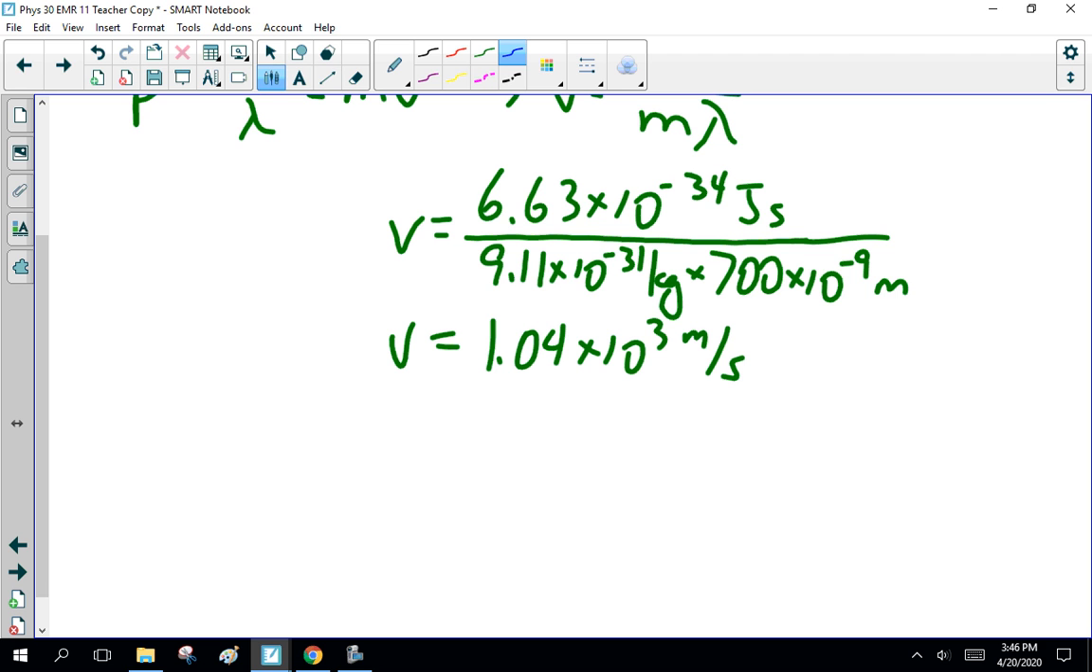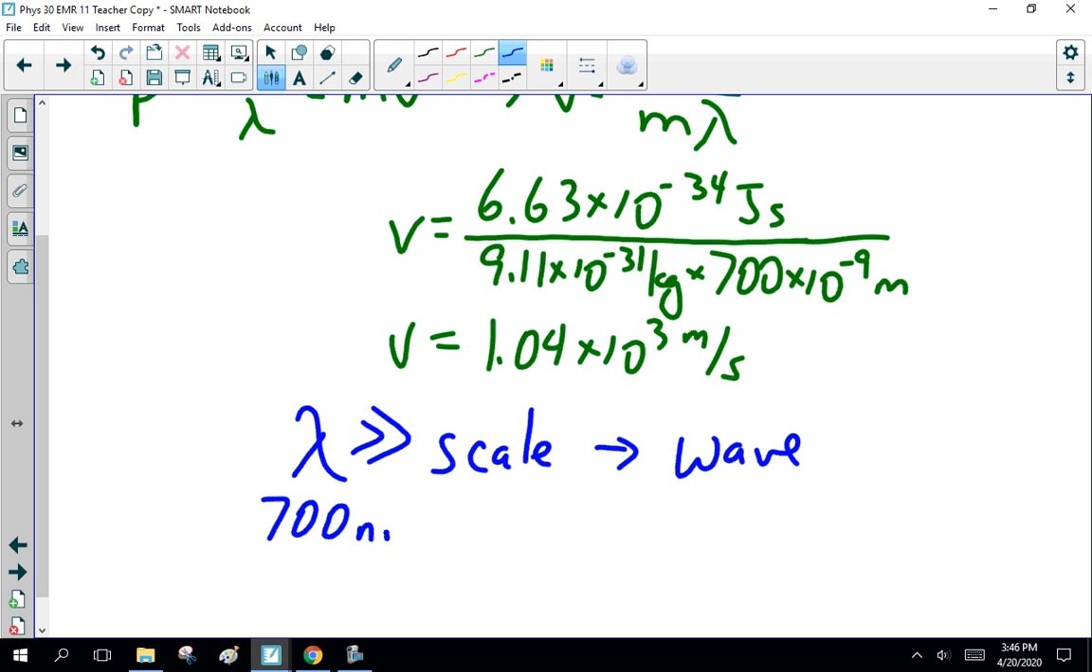We've done enough acceleration calculations involving electrons, and you realize that's not that fast for an electron. Now here I want to point out the wavelength is much, much bigger than the scale we're using. So the electron will behave like a wave. 700 nanometers is a lot bigger than 9 times 10 to the minus 31 of a kilogram. So you are going to see this behaving like a wave. And go back to the electrons in the double slit experiment, you've got an interference pattern. Okay? Really neat and kind of freaky.